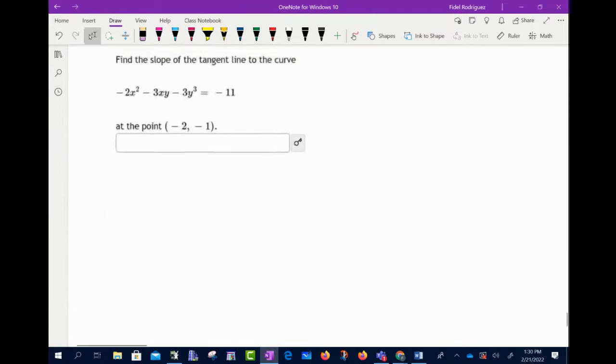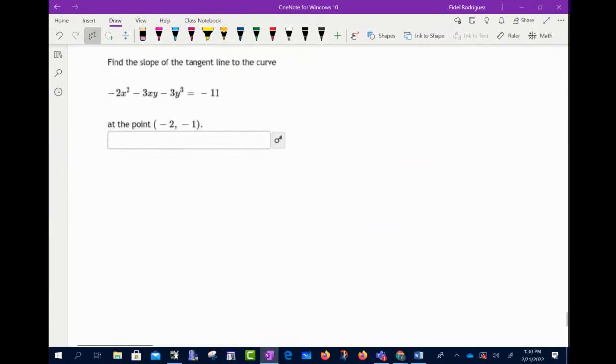Okay, so look, this one is only asking me for the slope. So I'm not going to do the whole thing in terms of the equation of the line. I'm just going to do the slope evaluated at a particular point. Okay, so look, we're going to go super slow. What is the derivative of negative 2x squared? Negative 4x. Okay.